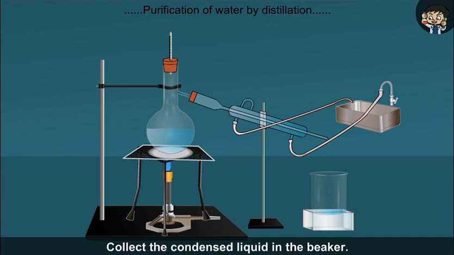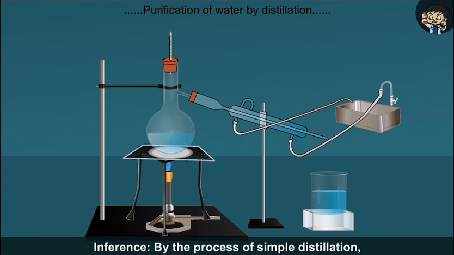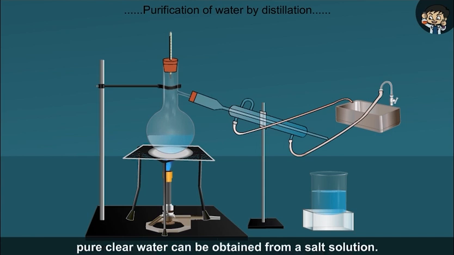Collect the condensed liquid in the beaker. Observation: the distillate obtained is clear and tasteless. Inference: by the process of simple distillation, pure clear water can be obtained from a salt solution.